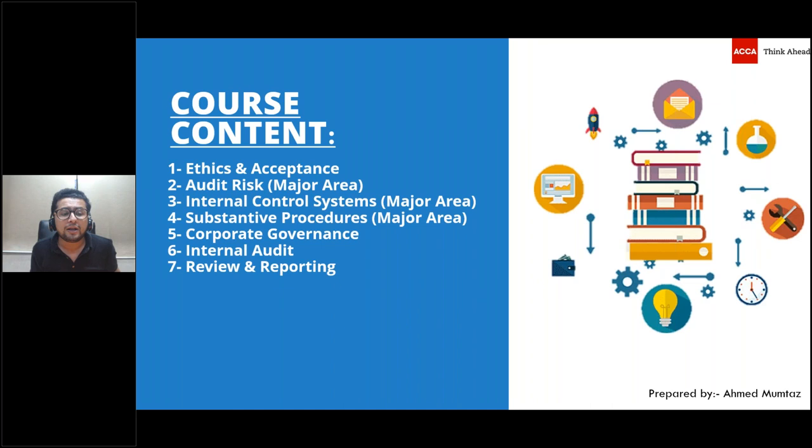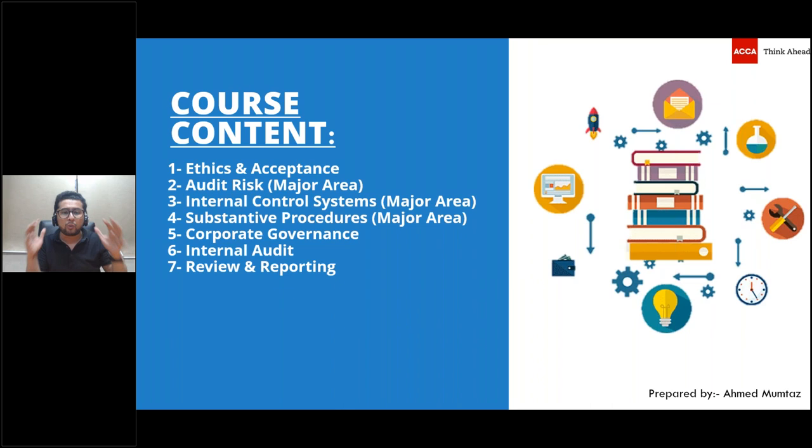Last but surely not the least, at the end of the audit, after the substantive procedures, I need to come up with a review. I need to look at the going concern and the subsequent events. And then I need to come up with the important thing called the audit report. Within the audit report, there is a thing called the audit opinion. So that's topic number 7.